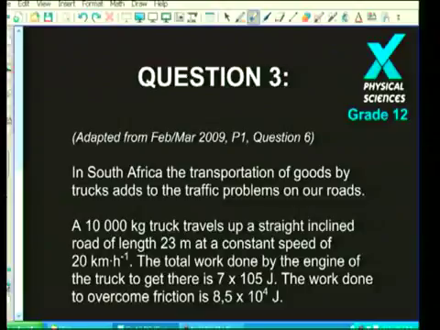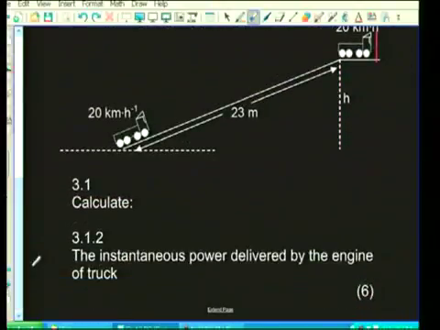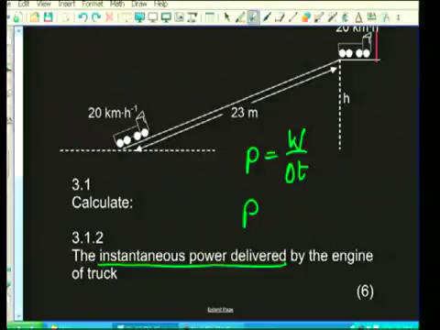So, next question. All the same information, but now they ask for the instantaneous power delivered by the engine of the truck. Power has two equations. Power is work divided by change in time, or power is force times velocity. It's worth 6 marks. Did we anywhere get told how long it takes to get up the hill?